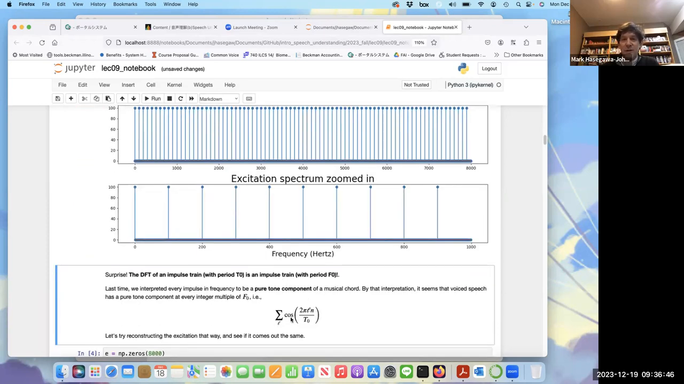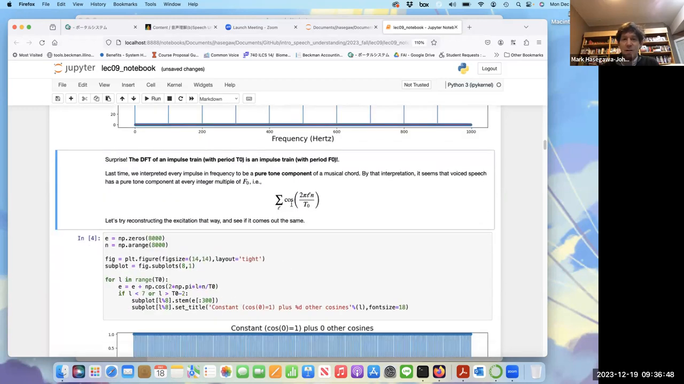But it's a little bit hard to believe that initially. And so in order to try to prove that to you, I'm going to start adding together these cosines. What I'll do is I'll create a cosine, which is 2 times pi times L times N over the pitch period. And so we'll have L will be the harmonic number.